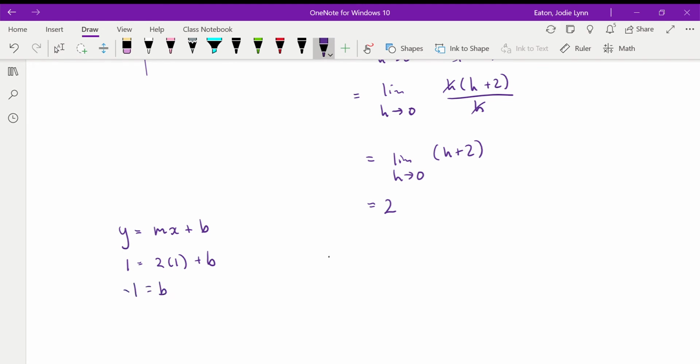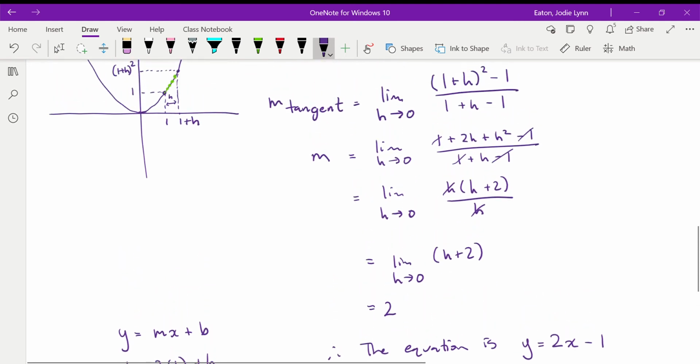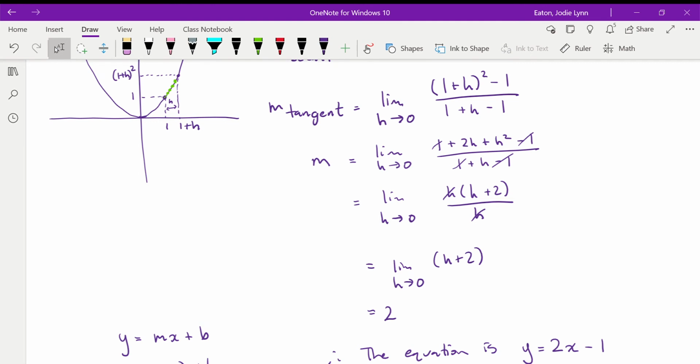And so the equation is y equals 2x minus 1. And if you go on Desmos and look at the graphs, you will see that that is in fact the equation of the tangent line. So although we did not name it such as we went through this example, finding the slope of the tangent line is finding the derivative of that function at the point.